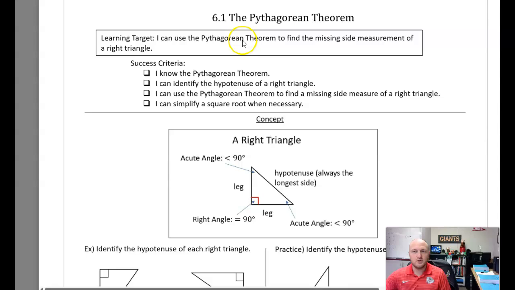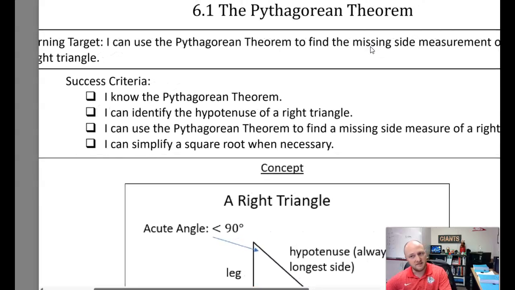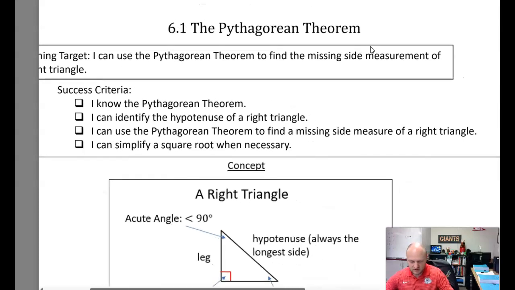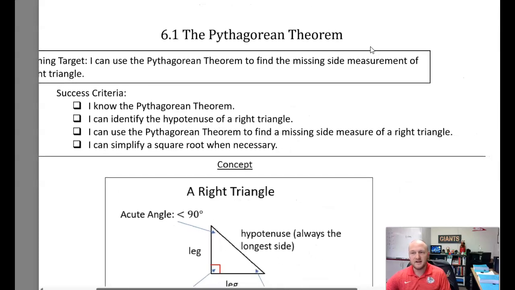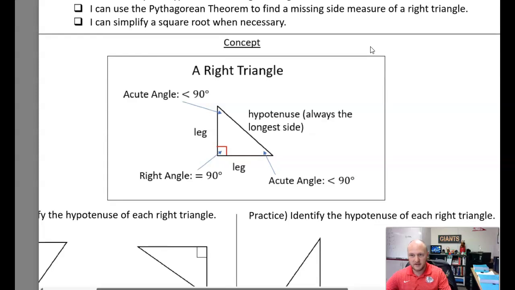Our learning target is to use the Pythagorean theorem to find the missing side measurement of a right triangle, and you'll be successful if one, you know the Pythagorean theorem, you can identify the hypotenuse of a right triangle, and you can use the Pythagorean theorem to find a missing side measure of that right triangle, and when necessary, simplify a square root. So let's go ahead and review what a right triangle is.